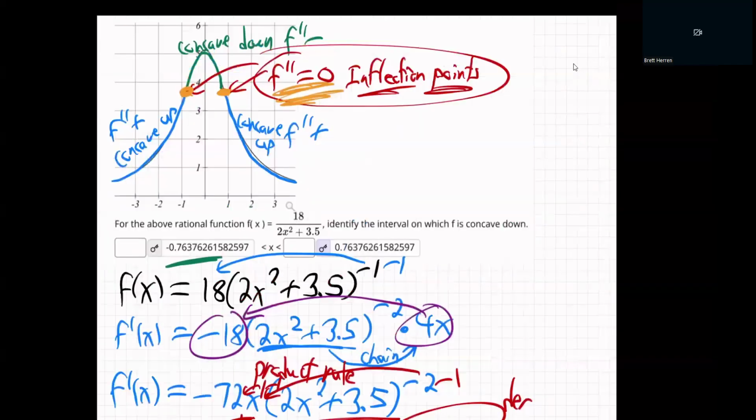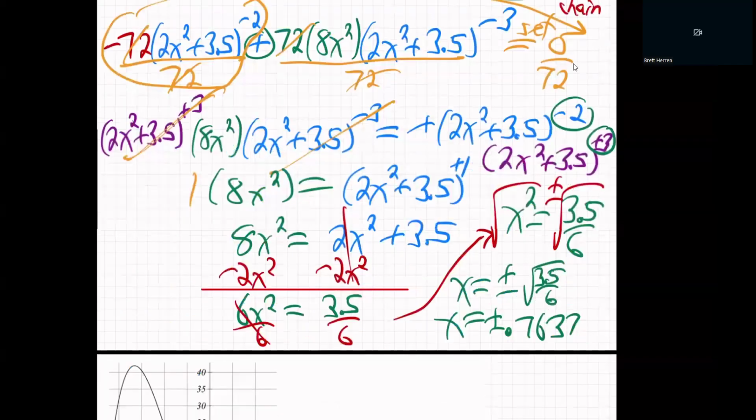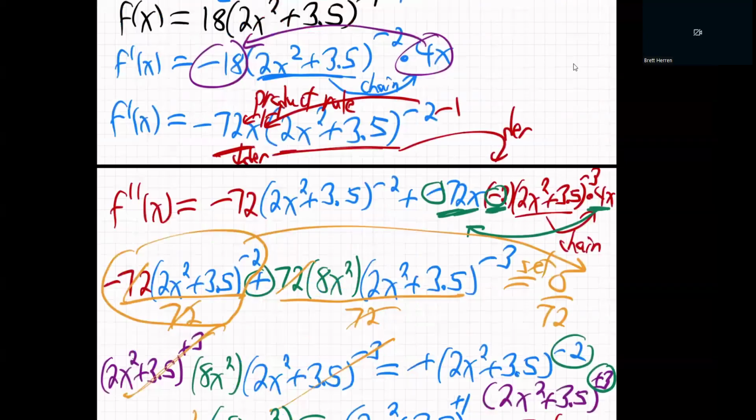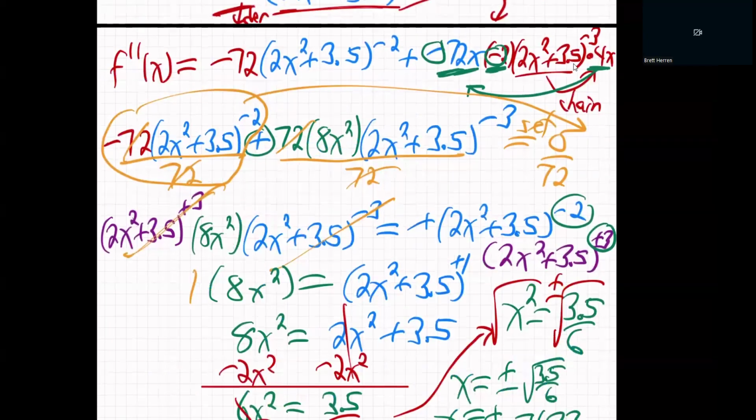How do we know that's where it's concave down? Because those are the two places where the second derivative is zero. Those are inflection points. That's the part that's concave down. So we took the first derivative, took the second derivative, set it equal to zero, and solved it. That was a little complex, and we got our answers. There we go.